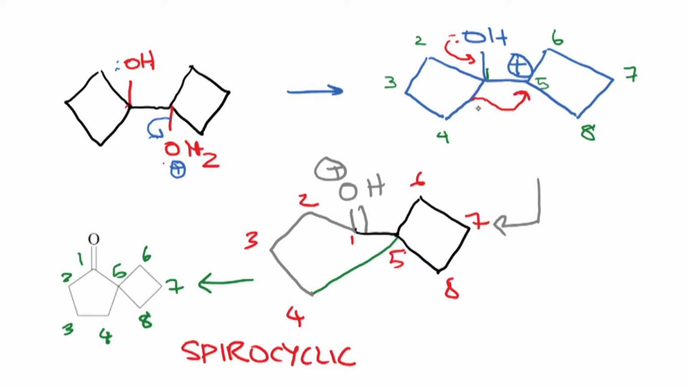And then there's a new bond between carbon 4 and carbon 5. And so you have a 1, 2, 3, 4, 5 membered ring attached to a 4 membered ring. And then loss of this proton is going to give you this product. And as I mentioned earlier, this is an example of a spirocyclic compound where you have a quaternary carbon which is flanked by 2 carbocycles or any other cyclic compound.